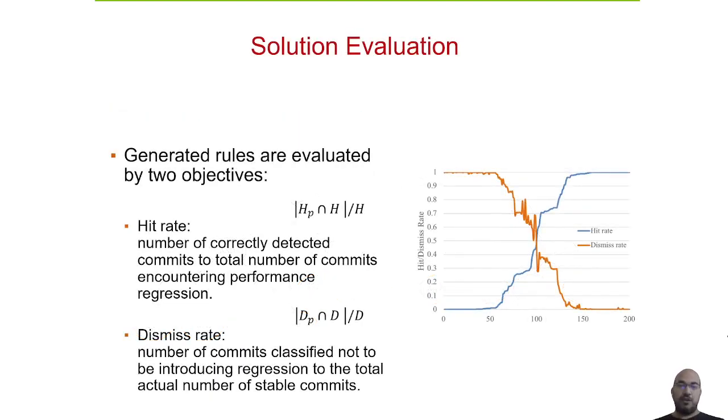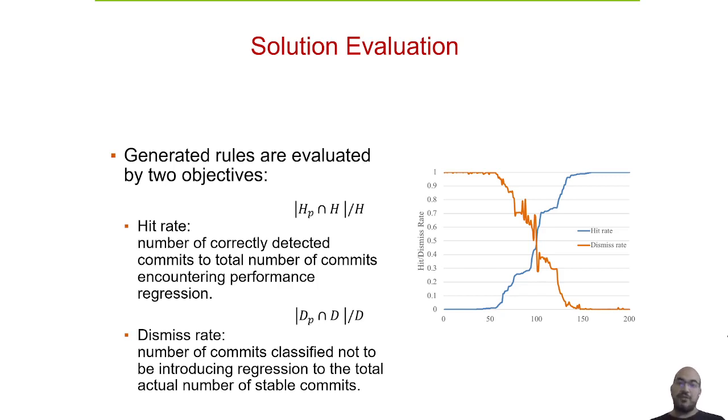Then, in order to evaluate our solution, we will rely on two objectives. The first objective is what we call the hit rate, which is the number of correctly detected commits out of the total number of commits encountering performance regression. So we are looking at whether we have made the right call to say that this is a problematic commit or not. The second objective, the dismiss rate, is our ability to look at a commit and say, no, this one is safe. Again, it is the ratio of how many times we have made the right call and said this one should not be tested for performance, and we're correct about that.